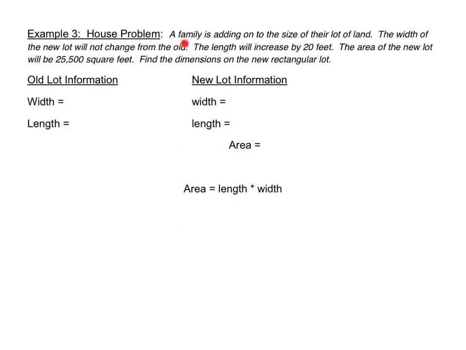Alright, so it says a family is adding on to the size of their lot of land. The width of the new lot will not change from the old. The length will increase by 20 feet. The area of the new lot will be 25,500 square feet. Find the dimensions of the new rectangular lot.